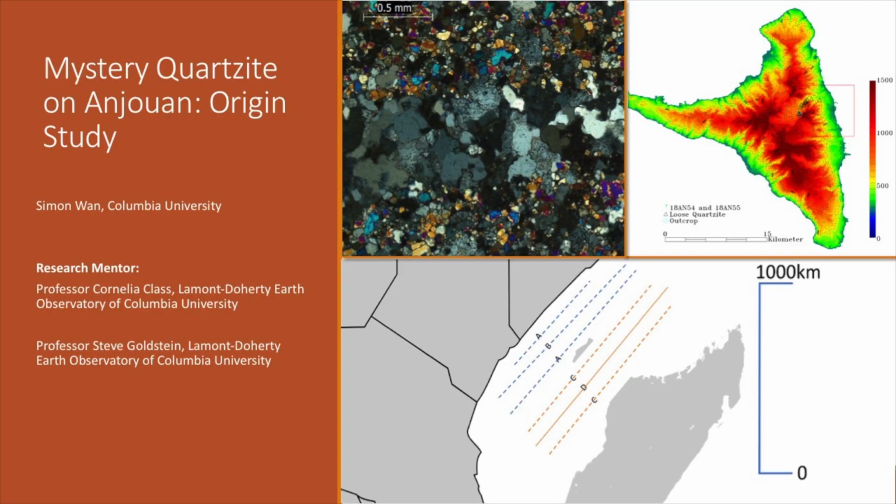To have continentally derived quartzite on an otherwise volcanic island is strange and mysterious. The island of Anjouan, located off the northern coast of Madagascar and eastern coast of Africa, is such a case. I've investigated how these quartzite could have appeared on the island by using magnetic anomalies, petrographic textures, and other methods, and determined that there is very likely a continental fragment in the basin of western Somalia.